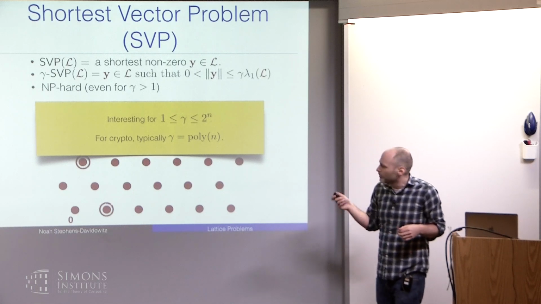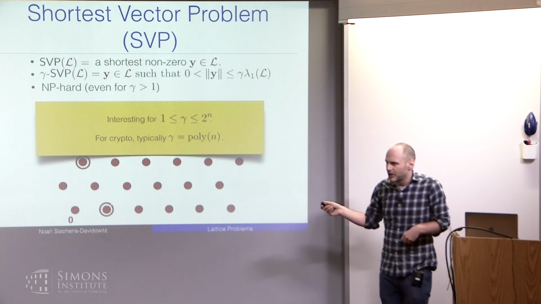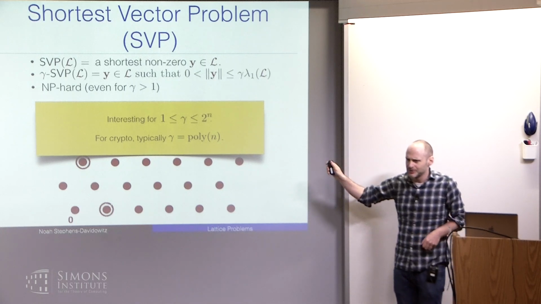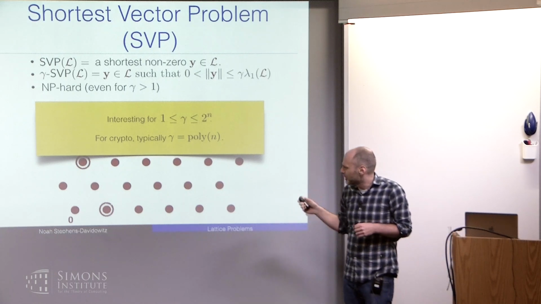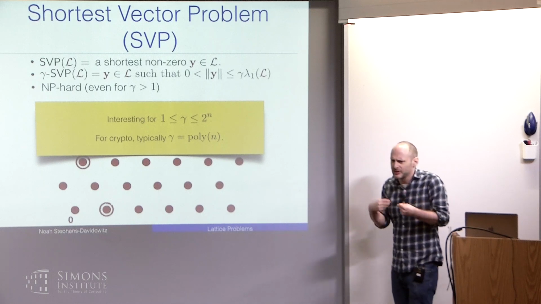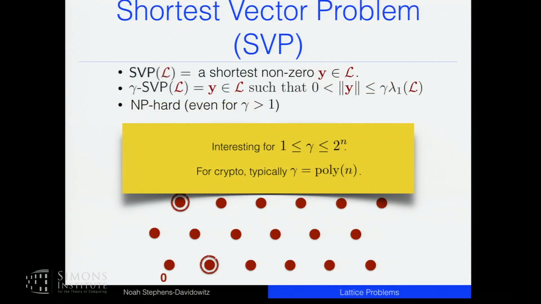For crypto, we care about polynomial in n. And this is not obvious at all. Why it should be polynomial is not clear, although some of what Daniele said kind of makes it clear. You might have noticed that in his reductions between different lattice problems, he was losing polynomial factors, like squared n's and n's. This is kind of where the polynomials come from.